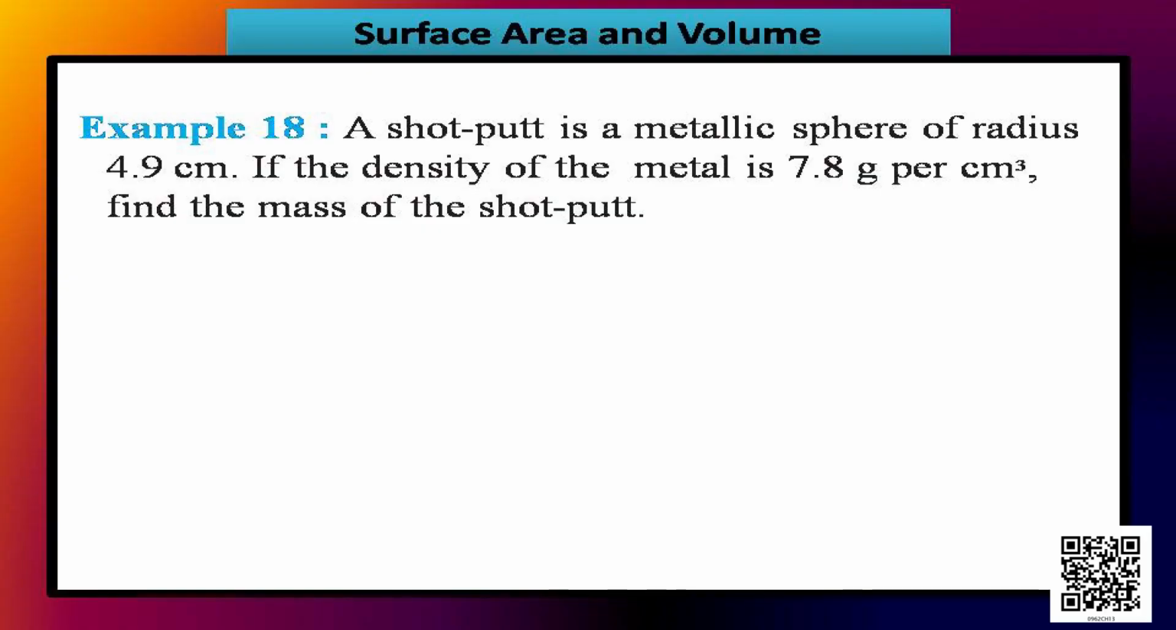A shot put is a metallic sphere of radius 4.9 centimeter. If the density of the metal is 7.8 gram per centimeter cube, find the mass of the shot put. Okay. So, let us discuss the solution.